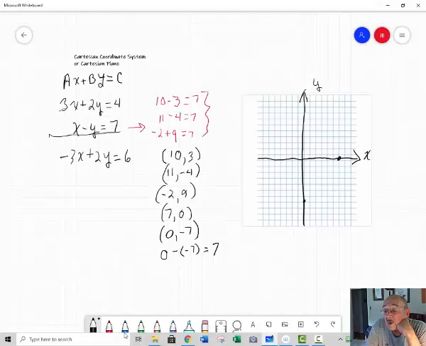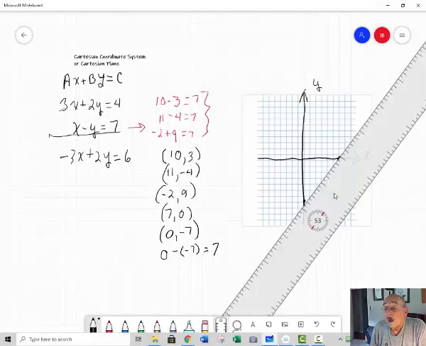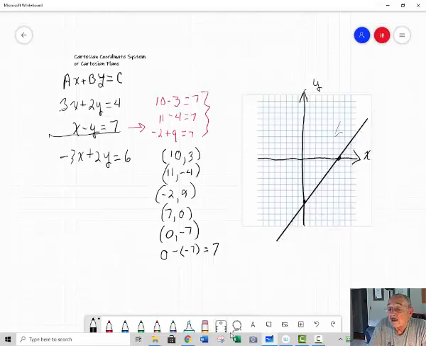Now the truth of the matter is all I need are 2 points to make this line. I can draw the line through those 2 points right there. That in fact is the line of the equation. This line is x minus y equals 7. Every pair of numbers on this line makes that equation true, and every pair of numbers that makes it true is on that line.